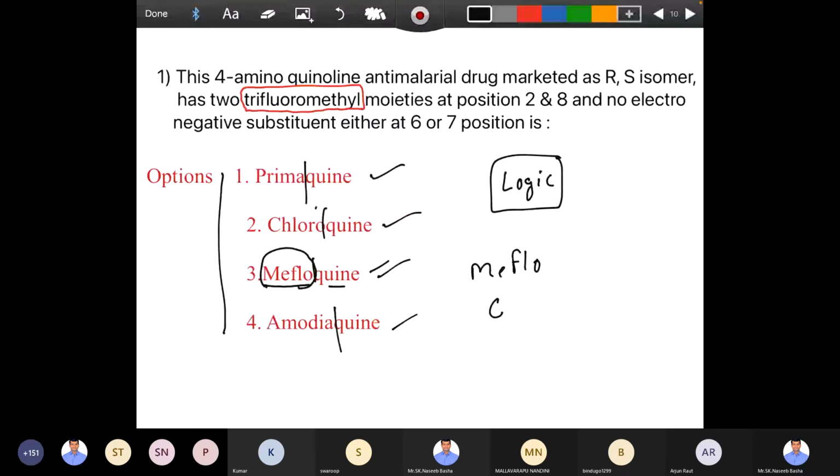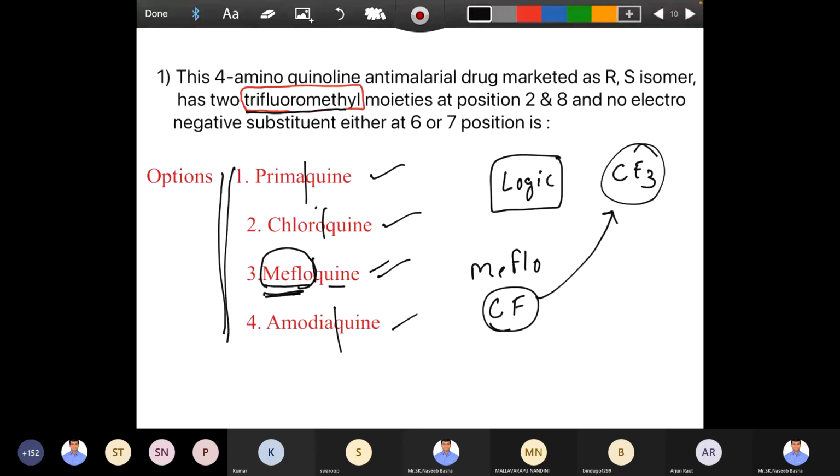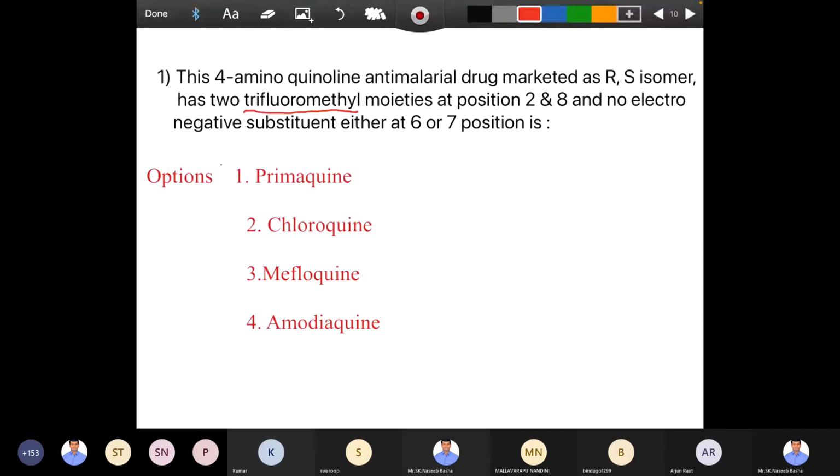And what is the question about? Trifluoromethyl, this group. So why is this meflo there? Because trifluoro is there. So without knowing the structures, by looking at the names, you can answer the question, and this one is the right answer. Let me briefly repeat it. The question is that you need to find out a drug which has got trifluoromethyl moiety. By looking at the names, you can see meflo. It indicates this one. You can answer it.